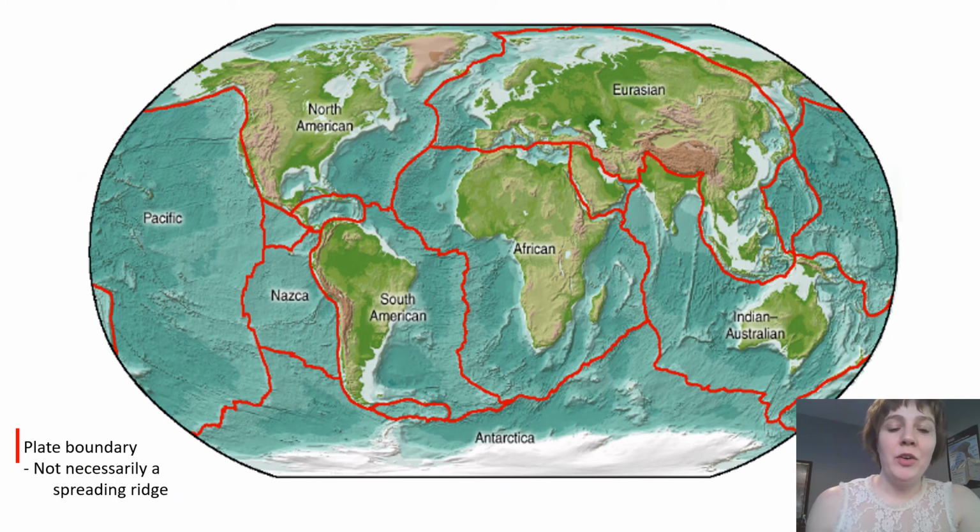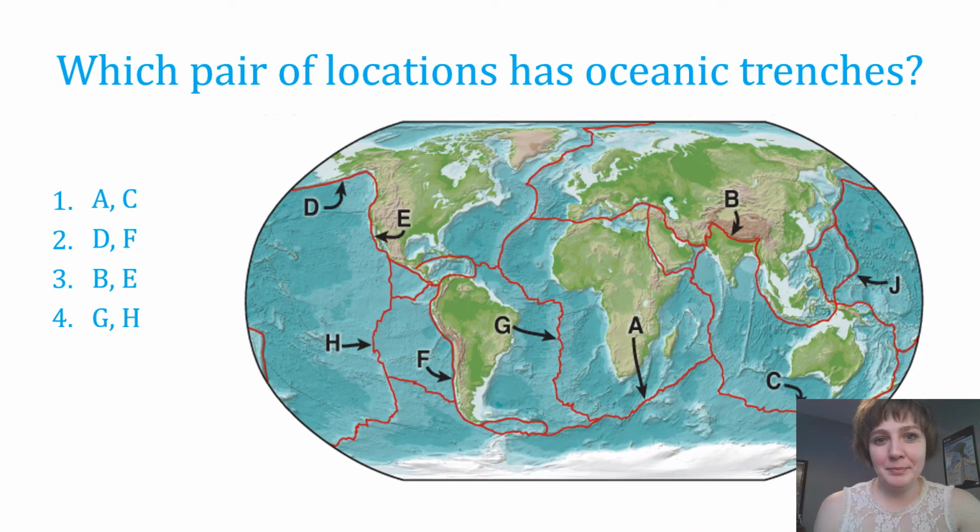At this point, hopefully you're starting to feel comfortable examining a map view and picturing the side view in your mind. You should also have a general sense of where on the planet each of the various boundaries are and be able to select them from a map. For example, can you identify a pair of locations characterized by oceanic trenches? Pause the video so that you can take your time to think through the problem.